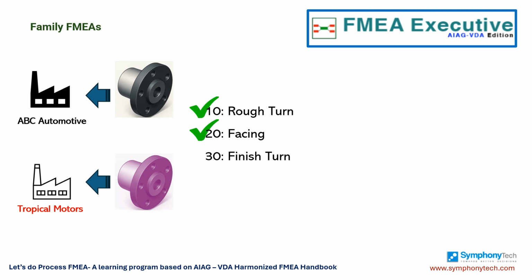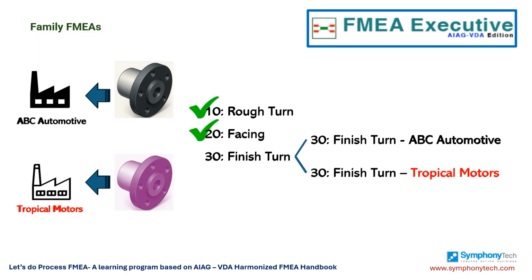So, how do you handle this in FMEA Executive? It's actually pretty smart and simple. You create a single family FMEA that includes both the flanges. For operations 10 and 20, just create common process steps. They are the same for both. Then for operation 30, you create two separate process step nodes. One for ABC Automotive's finish turn, the other one for Tropical Motors' finish turn. Now you can work on both the variations of finish turn independently, but still within the same FMEA file.